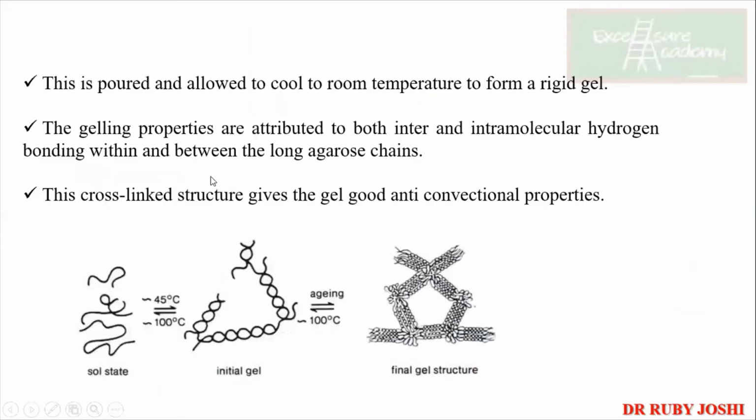So now the agarose is poured and allowed to cool to room temperature so that it can form a rigid gel. Now the gelling properties are attributed to both intermolecular and intramolecular hydrogen bonding between and within the long agarose chains. So this is how it looks. In the solution state, you can see that they are not porous. Now once you heat and bring it to normal temperature, you can see the initial gel formation. Once it gets solidified, this is how it is going to have the pore structure. So जितना ज़्यादा concentration होगा उतना pore size आपका छोटा होगा. Correct?